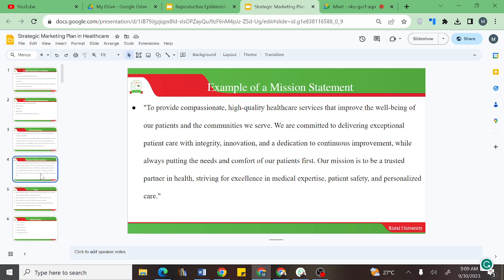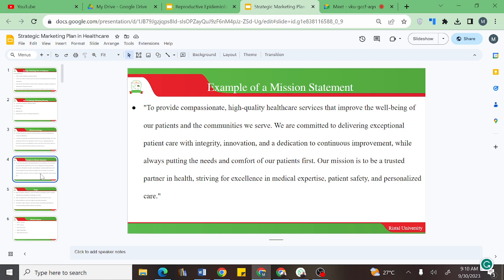So you will see that this mission statement has key values that are very important in the provision of services in this hospital. Issues to do with high quality healthcare services. That means that you don't create room for substandard work. Okay? Components to do with integrity. You can see that. Innovation. And then a dedication to continuous improvement.